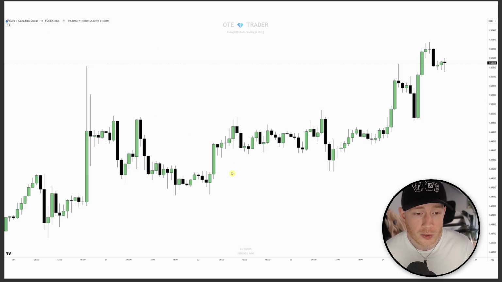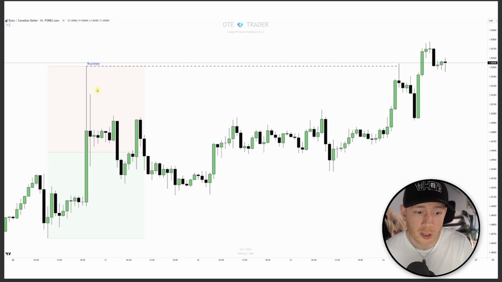EuroCAD, 1 hour chart. Where is the premium and discount of the range? We've got an entire range over here, right? Obvious high, obvious low. So we have this entire range. Now what we want to do, we want to find a smaller range within the bigger range, right? And this is where we're going to do order pairing. We've got buy stops above over here. So we want to liquidate those highs.